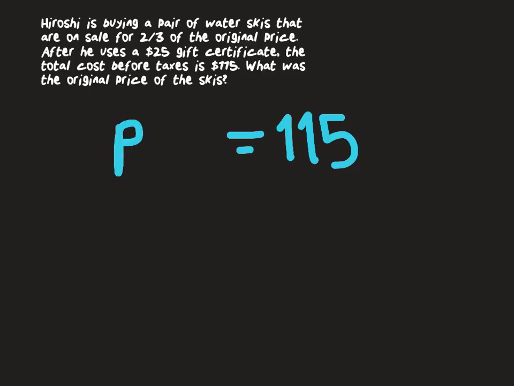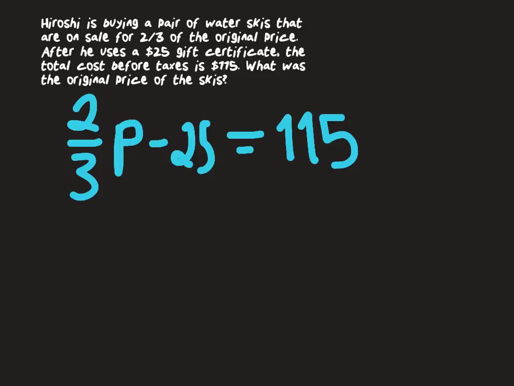Okay? Let's see if we can find anything else. After he uses a $25 gift card. Okay, here we go. So we have the price, which we were looking for. After he uses it, that means he took it away, so we can subtract 25. And then the only thing left is something to do with the P. So that would be 2/3 of the price minus 25 equals 115. So this is now our equation, okay?